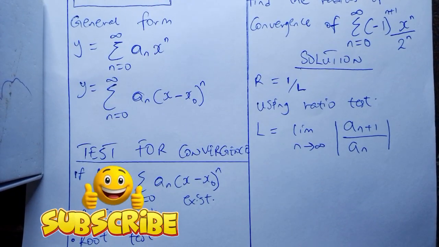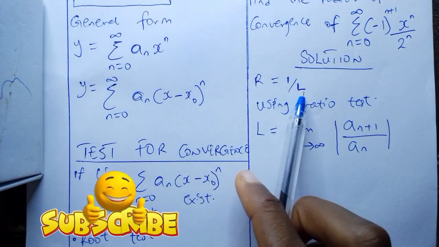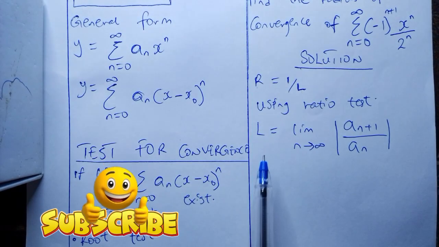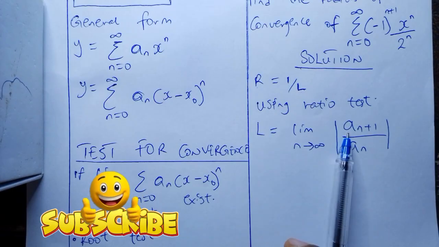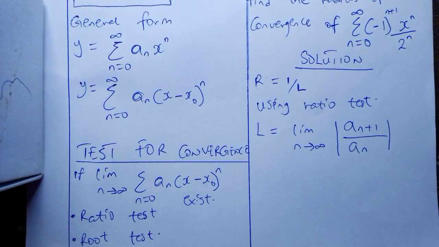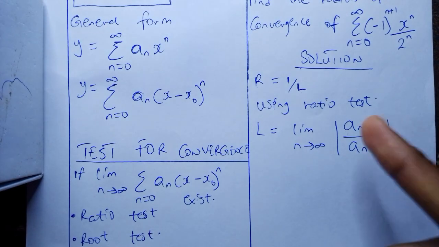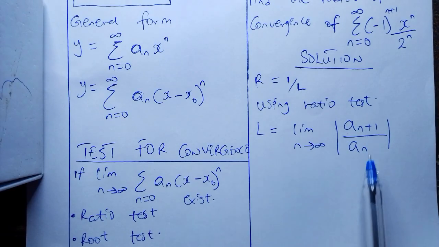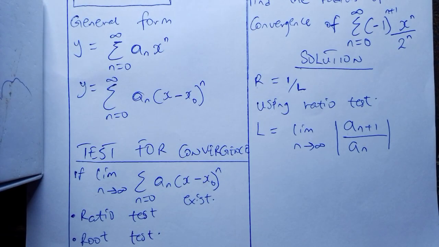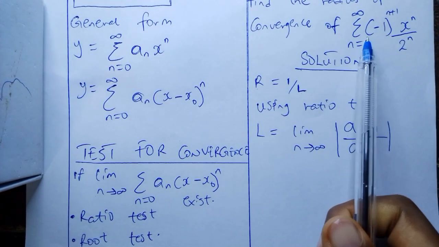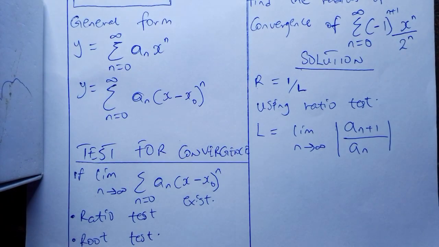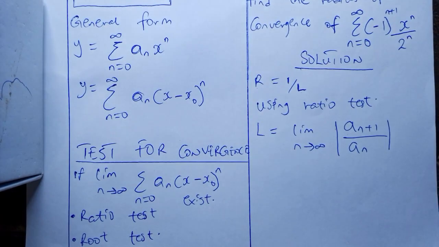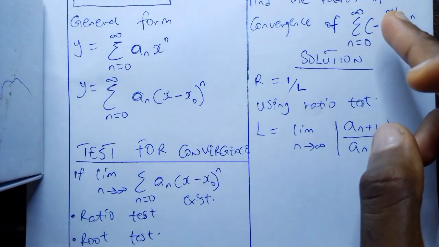If we want to find our R, our radius of convergence, we need our L, right? And now, in order to find our L, we need our what? A subscript n. How can we find our a subscript n? Because that's the only thing that's unknown here. Our 1 is a number. Only this is the unknown: a subscript n and a subscript n plus 1. Sorry, we need to find our a subscript n plus 1 and our a subscript n. How can we find it? Very, very easy. You compare your general form of the power series to the series given to you, or to the question given to you.